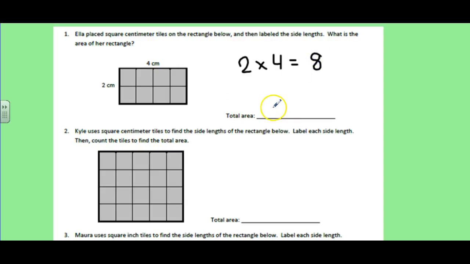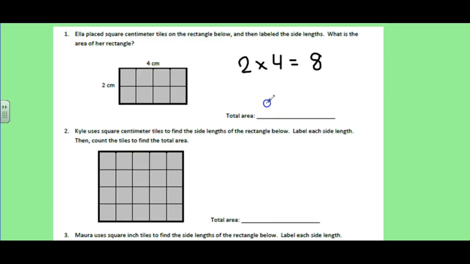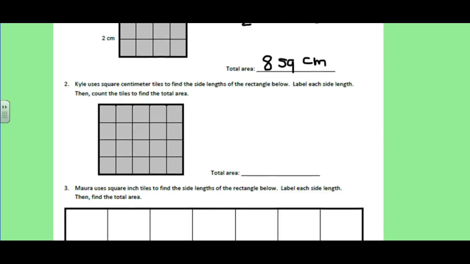Okay, so all we need to do now is write the total area for this rectangle down right here. Hopefully we've gotten used to not just writing the number. We cannot just write the number. We also have to put square centimeters with it. So on your paper you should have down 8 square centimeters. Moving on to number 2.